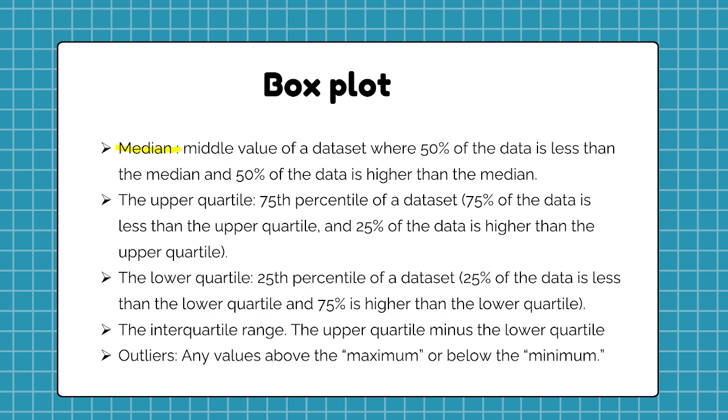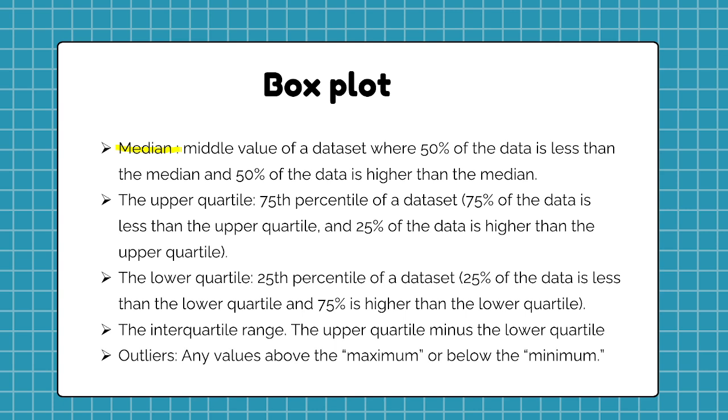In this box plot we can also find the upper quartile. Upper quartile means 75% of the data set is less than the upper quartile, and 25% of the data set is higher than the upper quartile. For the lower quartile, 25% of the data set is less than the lower quartile, and 75% is higher than the lower quartile. In this box plot there is also the interquartile range, which we can compute by finding the difference between the upper quartile and the lower quartile.